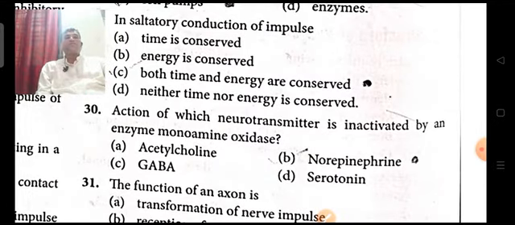Next, last and final question for this particular day. Action of which neurotransmitter is inactivated by the enzyme monoamine oxidase? Acetylcholine is a powerful neurotransmitter. Norepinephrine is produced again as adrenaline, that is noradrenaline. Noradrenaline or norepinephrine is the same. GABA is gamma aminobutyric acid, which is a powerful neuroinhibitor. Serotonin is a component produced by the basophils in the case of allergic reactions. Which powerful neurotransmitter is inactivated by the enzyme?